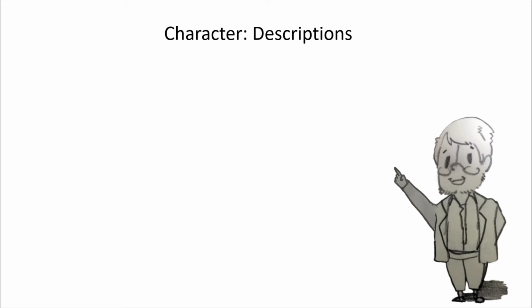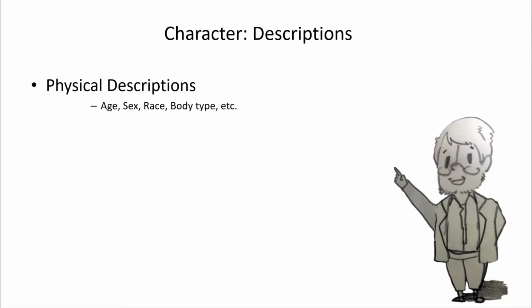So, having finished talking about plot for the time being, we're going to move on to character. And the first thing that we have to think about when we think about a character is, how do we describe the character? We need their physical description. What age are they? What sex are they? Are they male? Are they female? Are they other? What race are they? What body type? Etc., etc.